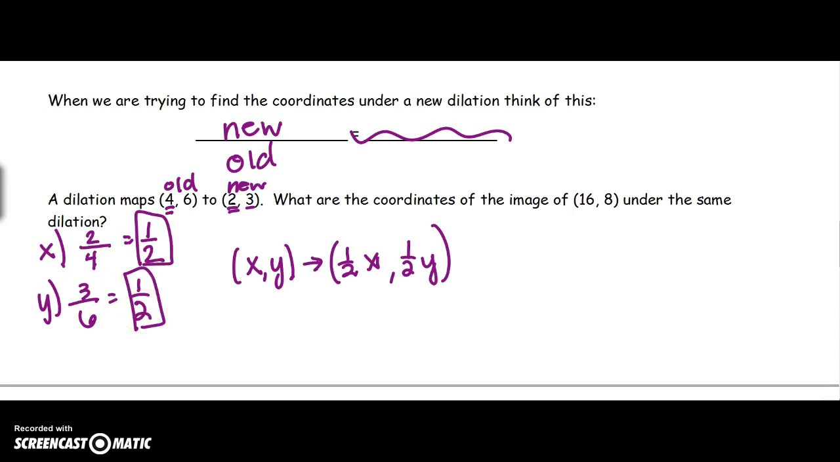If I say, here's your next point, what would it be under this dilation? You just substitute it in. 1/2 of 16 is 8. 1/2 of 8 is 4. Let's try another one.